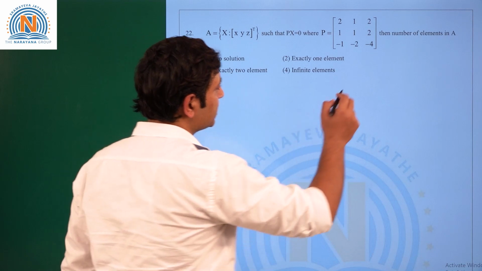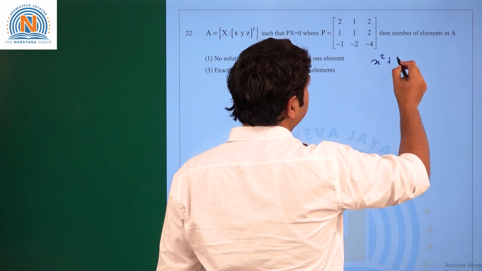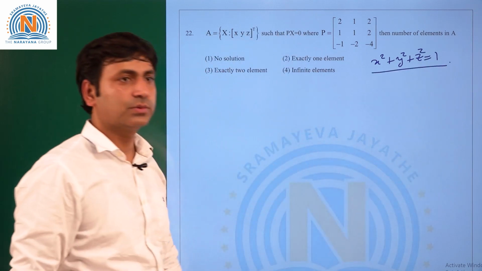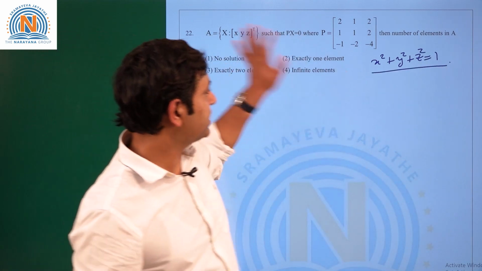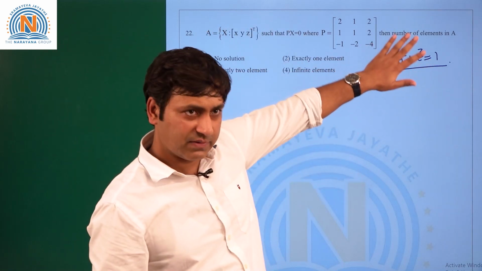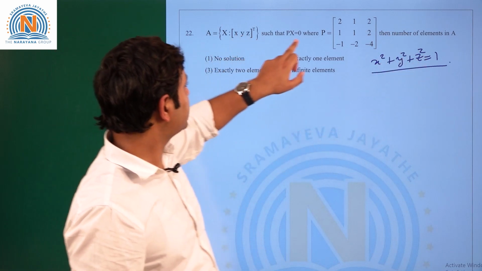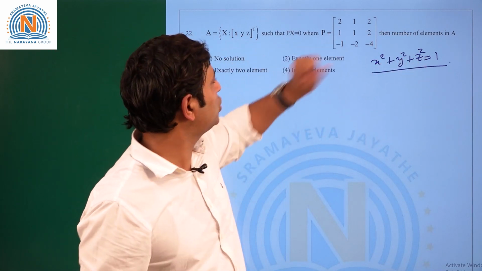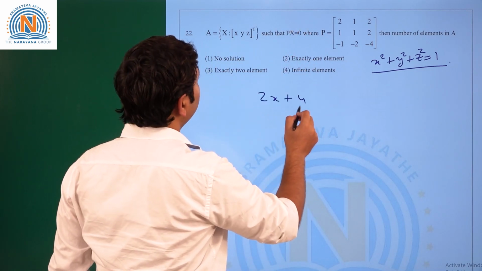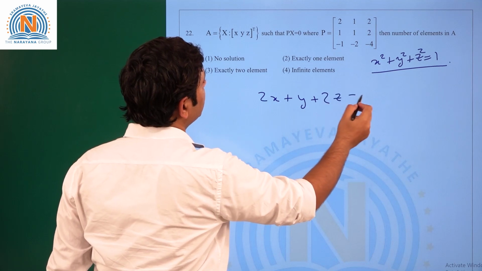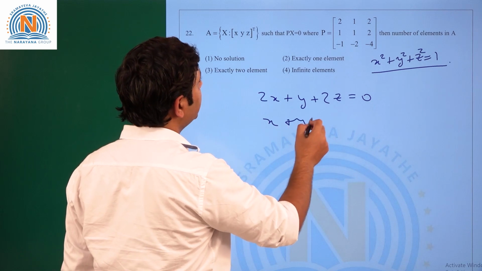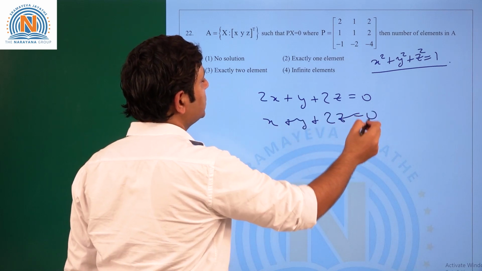One more thing was given in the exam, that x square plus y square plus z square is 1. Somehow we managed to not type that, but still consider this as a part of the question. So one expression was given, and if you multiply P with x, we will get two more expressions: 2x plus y plus 2z is equal to 0, that means Px is equal to 0, and x plus y plus 2z is equal to 0.